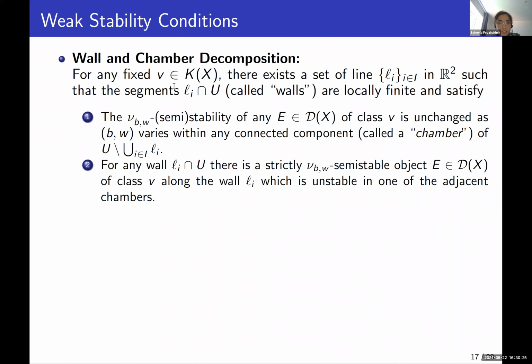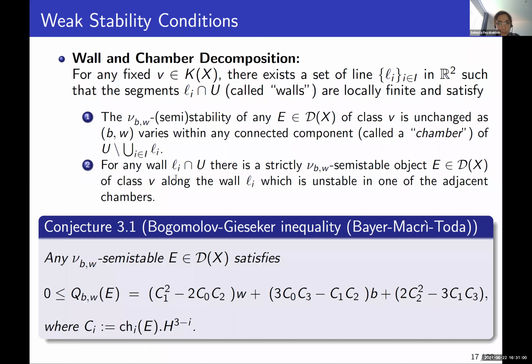which says that for any fixed character v in the numerical Grothendieck group of X, there exists a set of lines L_i in R^2 such that the line segments L_i ∩ U, which lie inside U, which we call the walls, are locally finite and satisfy two important properties. The first one is that ν_{B,W} stability of E of class v is unchanged when we are in the connected component between walls, which we call chambers. And along each of these walls, there exist strictly ν_{B,W} semi-stable objects of class v, such that this object is unstable in at least one of the adjacent chambers to this wall.